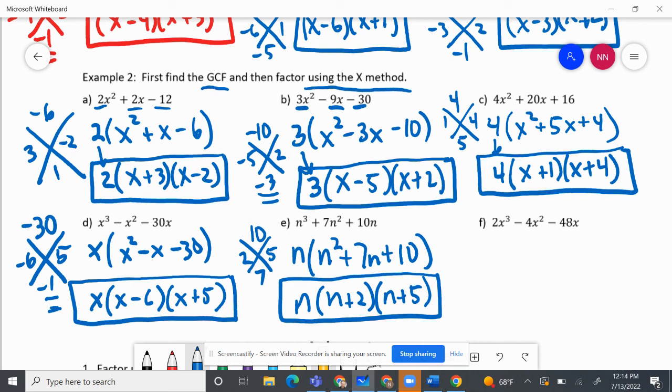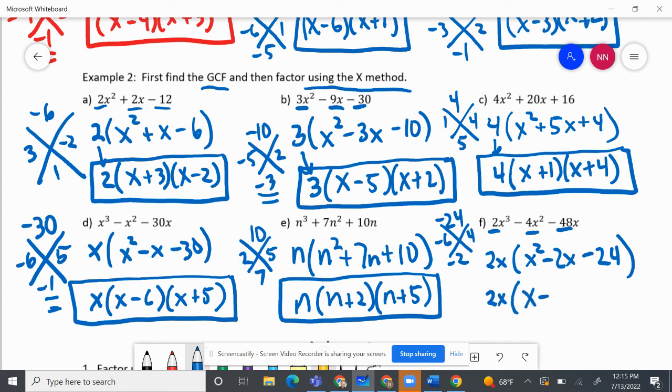And for our last one, we notice that they have a 2 in common, but they also have an x in common. So we factor out a 2x, and what's left over is x squared minus 2x minus 24. So we're looking for two numbers that multiply together to give us -24, but they add up to -2. So that would be -6 and 4. So we keep the 2x in the front. We have x minus 6. We have x plus 4.